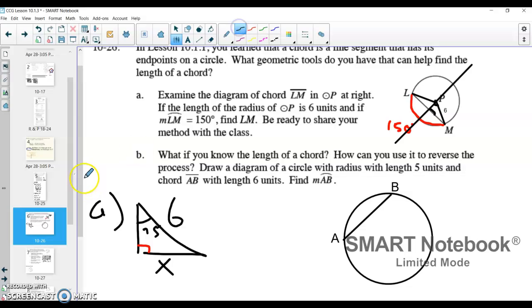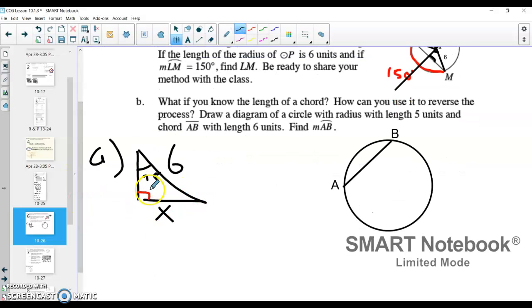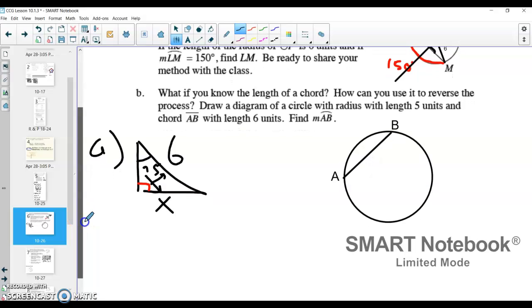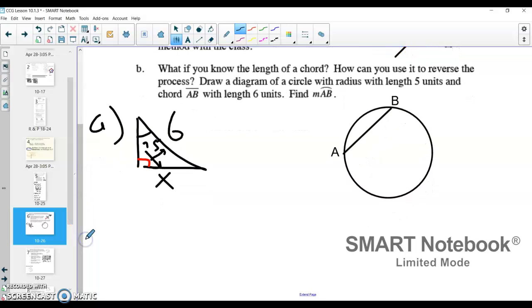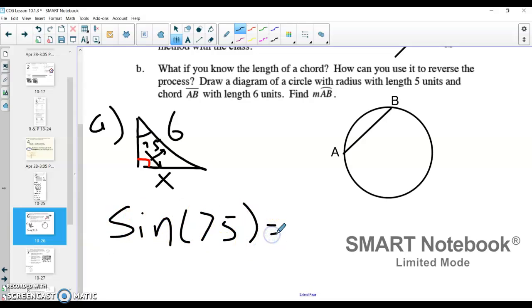And so let's keep working here. We have the 90 degrees down here, and so 6 is the hypotenuse, and x is opposite of it. When you're talking about opposite and hypotenuse, that's a sine problem. And so what we're going to do is the sine of 75 equals the opposite over the hypotenuse, so x over 6.